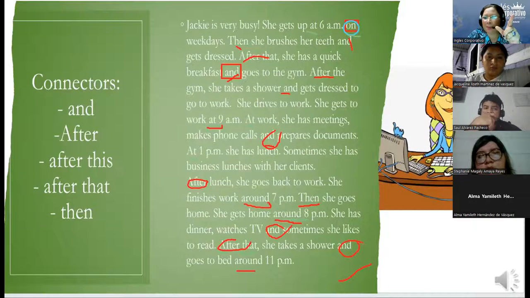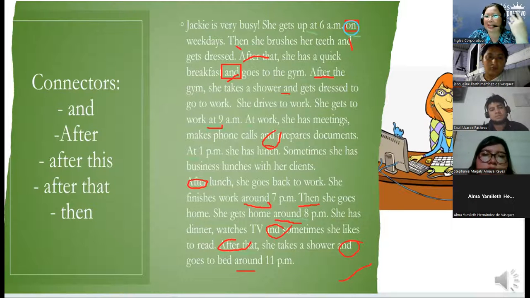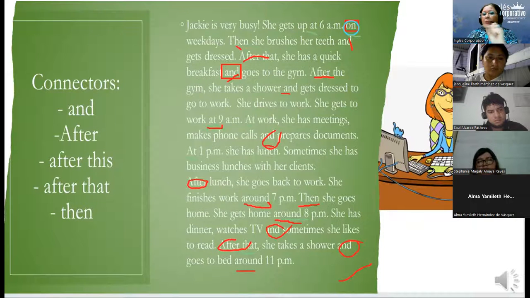Then it says, she gets up at 6 a.m. on weekdays. She, subject, gets up, verb. And then the complement, at 6 a.m. on weekdays. Vamos a ver la siguiente. Punctuation, ¿ok? It's a period over there. And then it says, then. So, then after what? After getting up, right? Then she brushes her teeth. Hay dos actividades unidas por un conector, ¿verdad? ¿Cuál es el conector? Then.